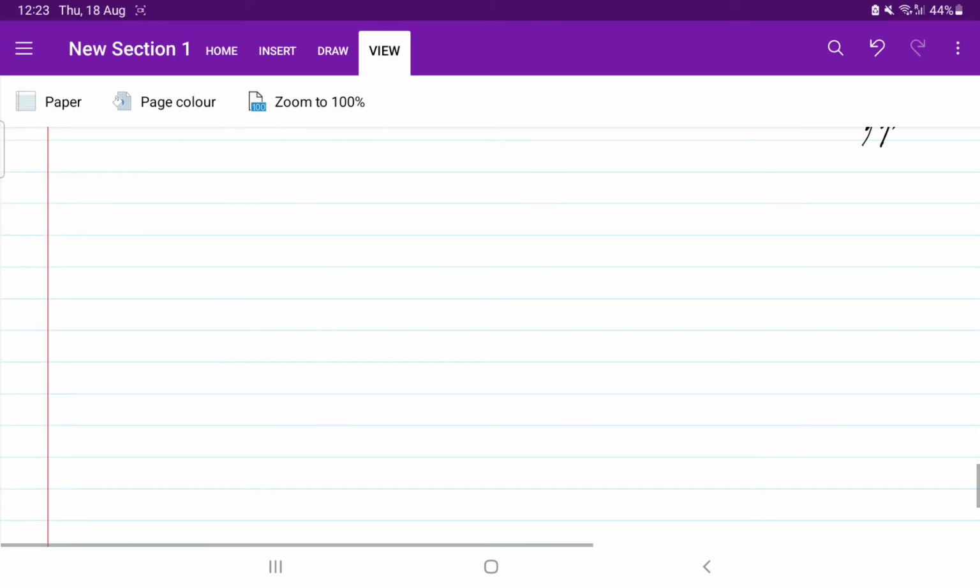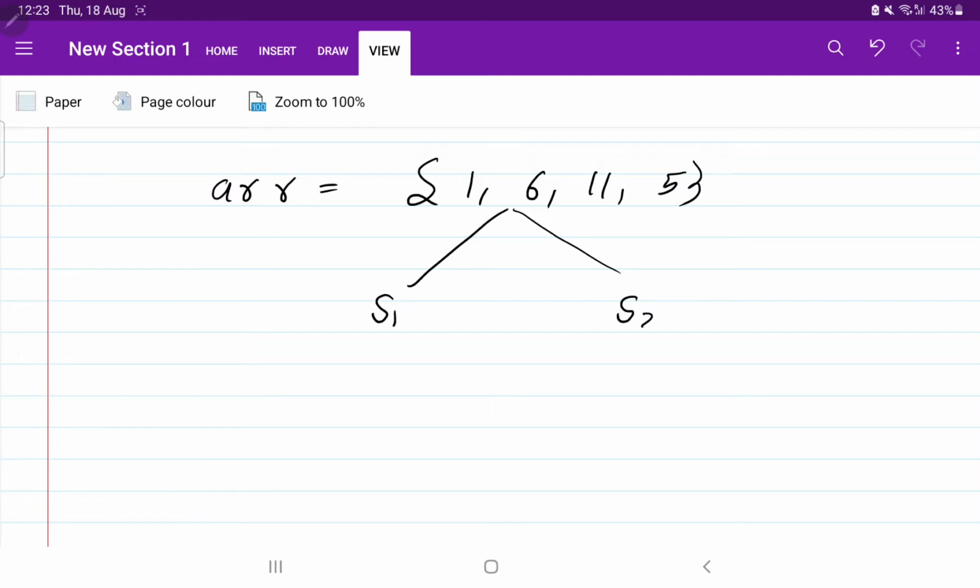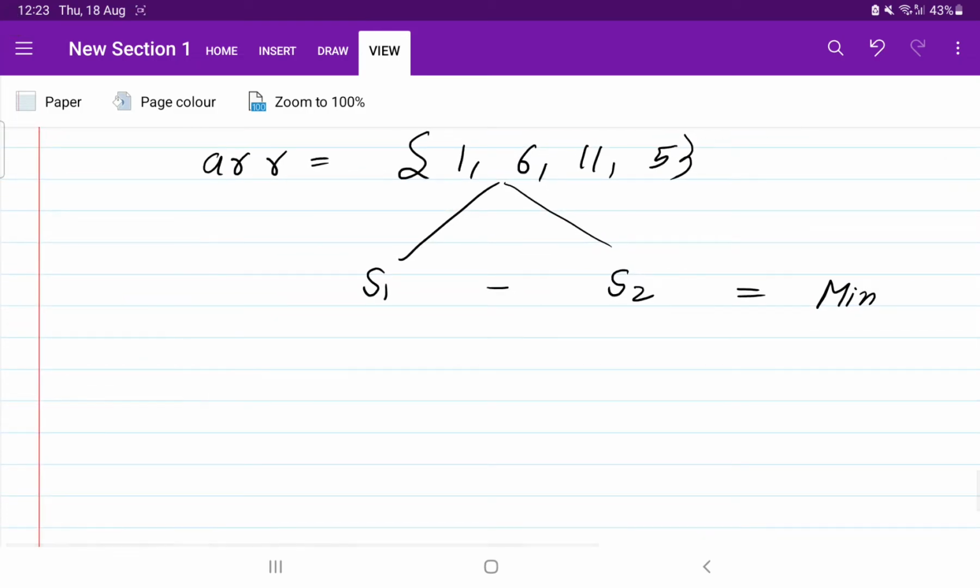Okay, now I am going to simplify this problem. An array is given to us that contains the elements 1, 6, 11 and 5. We have to divide this array into two subsets. Let's say the sum of the first subset is S1 and the sum of the second subset is S2, and we have to make this difference minimum. Okay, this is the first thing that we have got till now. Now if you observe one thing: if you add both the subsets, you get the sum of the array, or let us write sum total here. Okay, sum total.